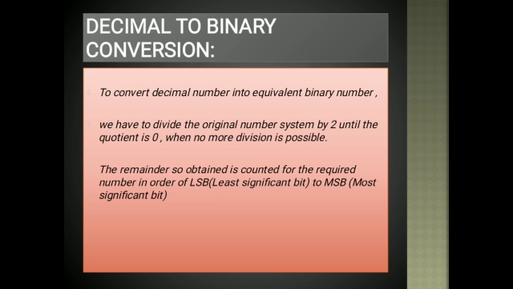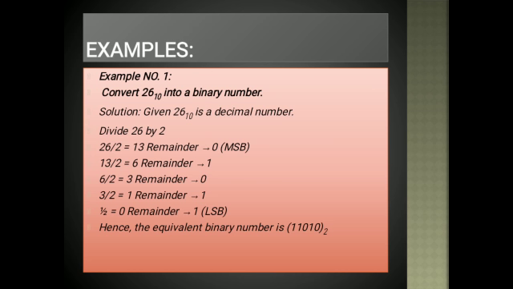Next, decimal to binary conversion. To convert a decimal number into binary, we must divide by 2 until the quotient is 0 and no more division can take place. Then the remainders obtained are written in order from LSB to MSB, meaning least significant bit to most significant bit. Let's have an example.